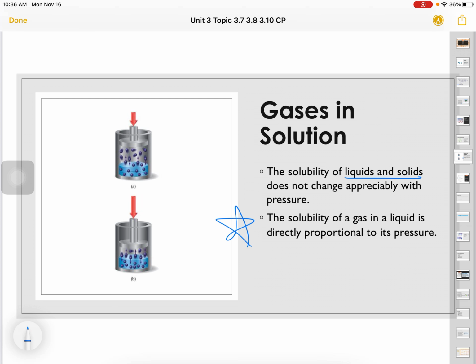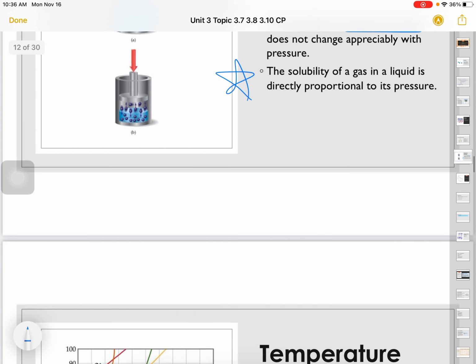But as soon as you open it and release the pressure, the gas starts to move around and escape, and it bubbles out and is not soluble anymore. And eventually it will go flat.